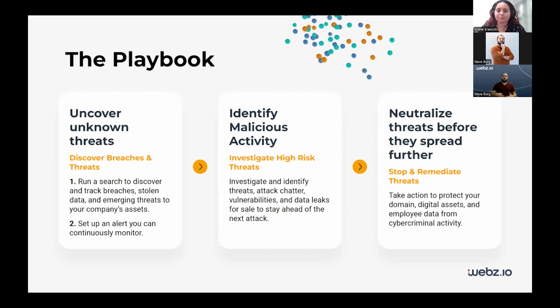The second is you want to identify that malicious activity. Investigate those high-risk threats. Look into the chatter. Identify the threats. Look if there are vulnerabilities that they're taking advantage of, that maybe patches, like with ClickSense, that you haven't actually put into place, and get it patched. Doing that might be as simple as stopping a full attack if you just patch and cut off their access. Essentially, the goal is for you to stay ahead of the next attack. And step 3 is neutralize those threats before they spread further.